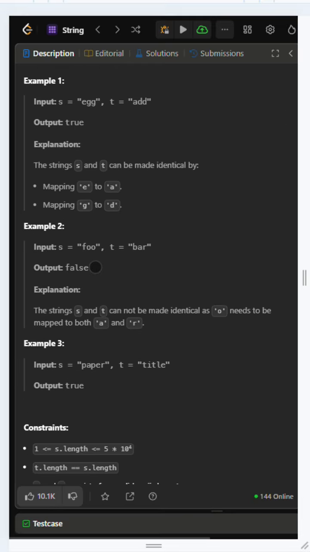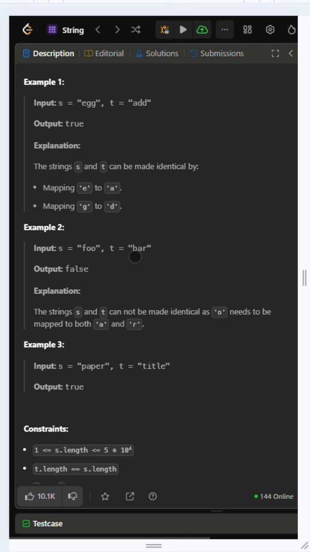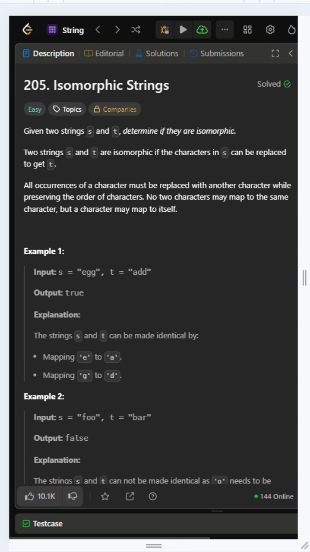And let's see when this becomes false. So F is mapped to B and now O is mapped to A, but when O is mapped to A, in the second occurrence as well O should be mapped to A only. So this should be BAA for this to be isomorphic. Now let's approach the solution. So the solution is going to be clear.